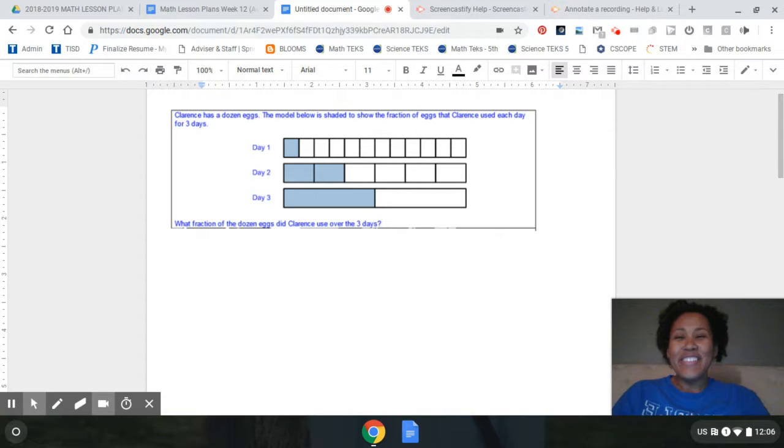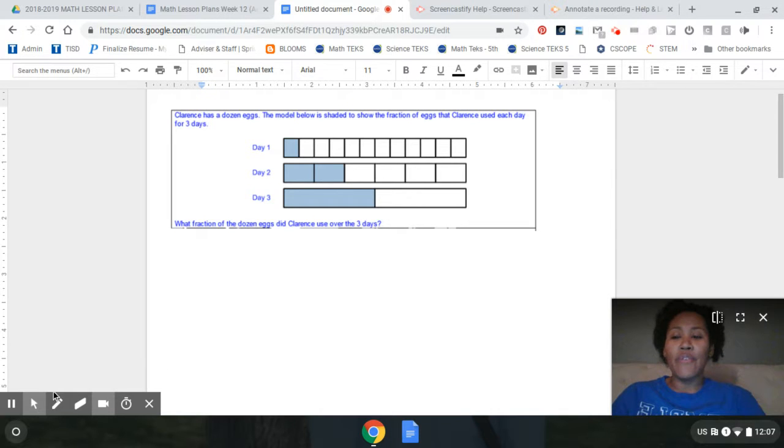All right, so let's take a look at what we have. Clarence has a dozen eggs. The model below is shaded to show the fraction of eggs that Clarence used each day for 3 days. We have day 1, day 2, day 3. What fraction of the dozen eggs did Clarence use over the 3 days?